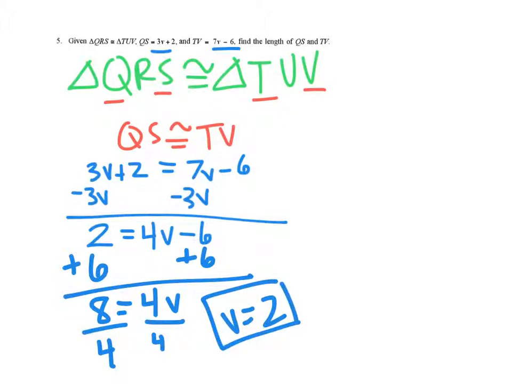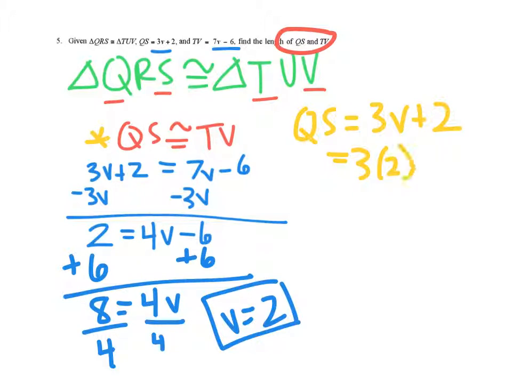Now I found V, but they really wanted me to find QS and TV, so we have to plug it in. But remember, we have this statement over here that says QS is congruent to TV. So I need to plug it in once. The second one will have the same answer. QS equals 3V plus 2. We found V was 2, so we're going to plug in 2. We'll do 3 times 2 plus 2, which is 6 plus 2, which equals 8. So QS is going to equal 8.